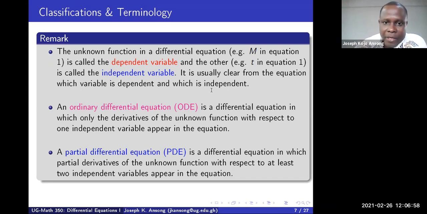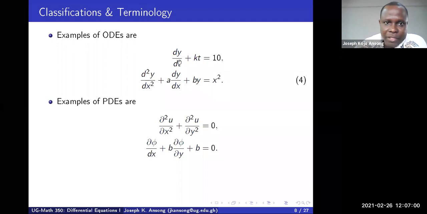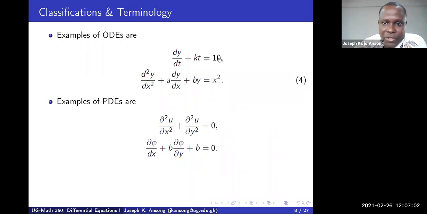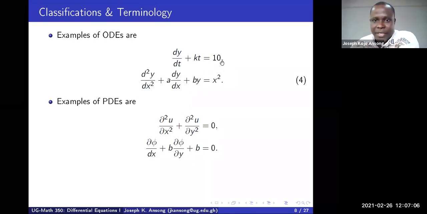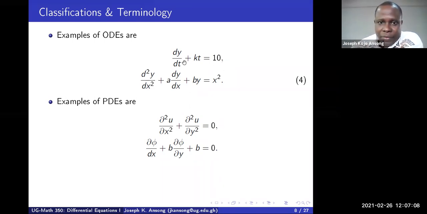Okay, so here are some examples. These equations are examples of ODEs, dy/dt plus kt equals 10. Okay, so y is changing with respect to only one variable. Or if you like, there is no change with respect to another variable apart from that one independent variable t. It's the same here.